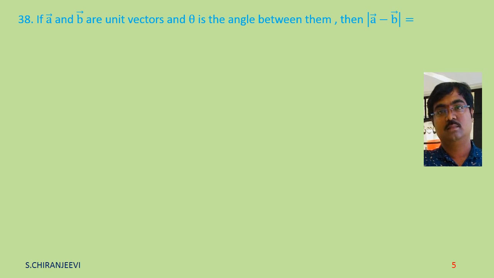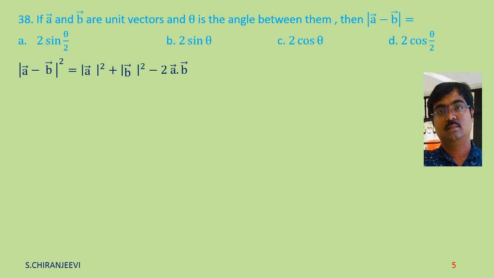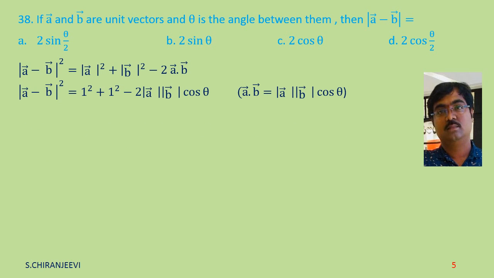If A and B are unit vectors and theta is the angle between them, then magnitude A minus B equal to. Options are 2 sin theta by 2, 2 sin theta, 2 cos theta, 2 cos theta by 2. A minus B whole square is A square plus B square minus 2AB. So A value is 1 and B value is 1. A dot B is nothing but magnitude A into magnitude B into cos theta. So A minus B whole square is 2 minus 2 cos theta.